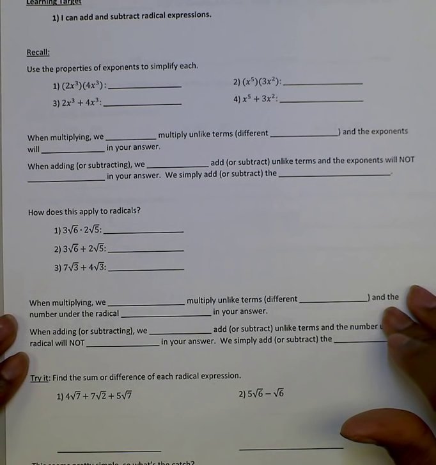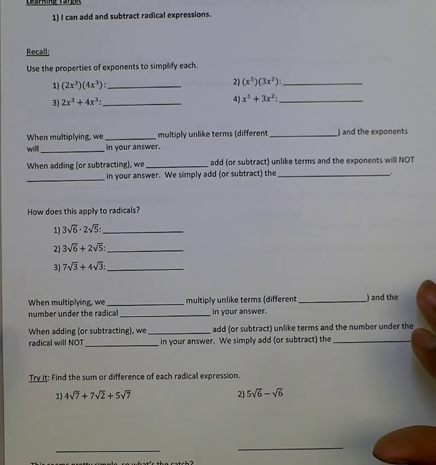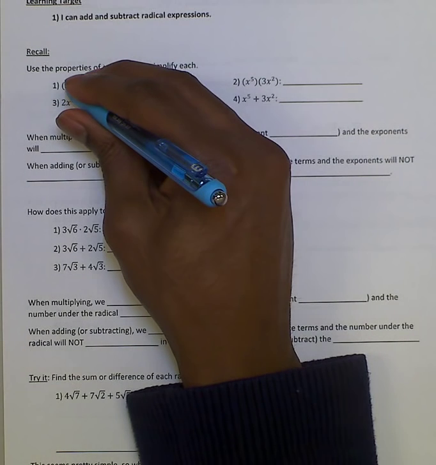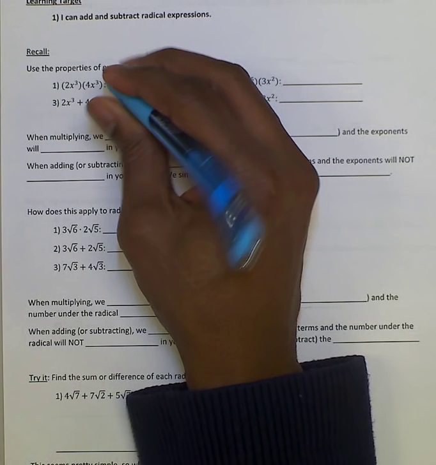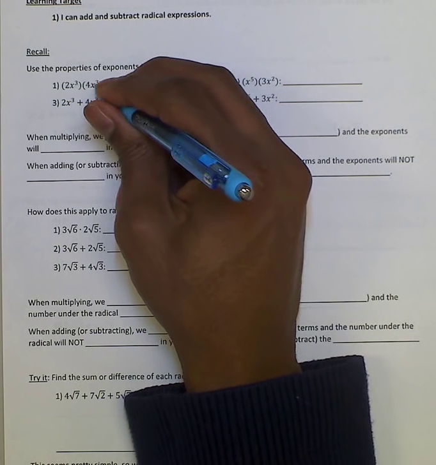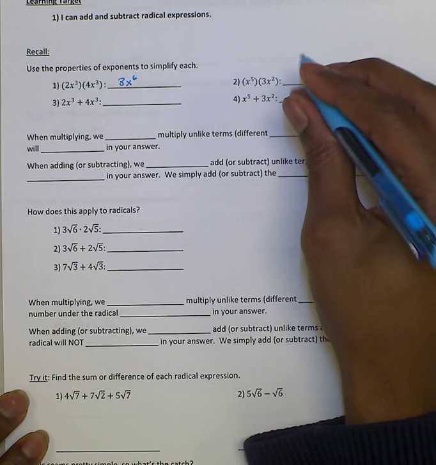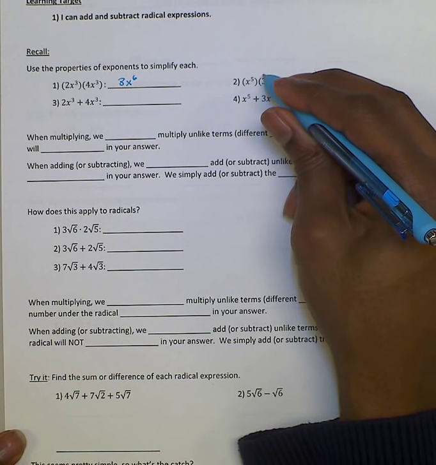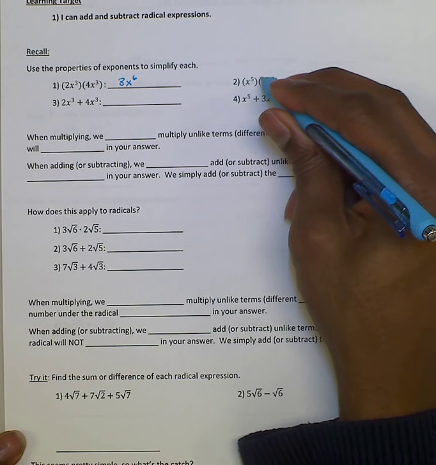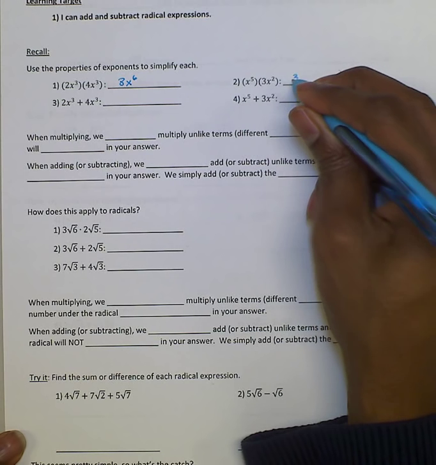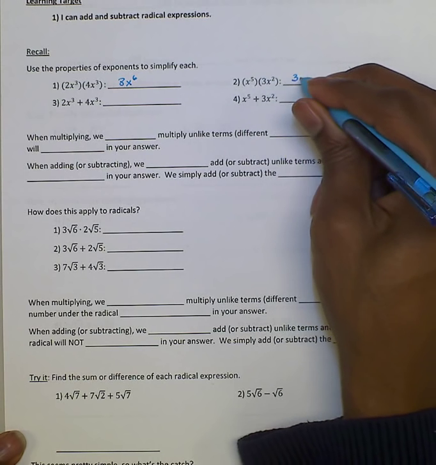With exponents and variables, we have 2x cubed times 4x cubed. When we simplify this, we do 2 times 4, which gives us 8, and x cubed times x cubed, which gives us x to the 6th. Number 2, we have 3x squared times x to the 5th, so I have 3 times 1, which is 3, and x to the 5th times x squared, which gives us x to the 7th.